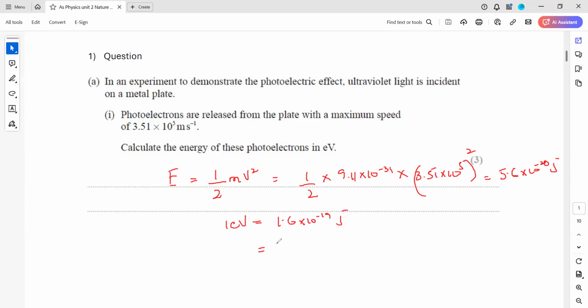So if we want to convert 5.6 × 10^-20 joules into electron volts, call it x, we just have to cross multiply. So this is 5.6 × 10^-20 divided by 1.6 × 10^-19. When we divide, we get 0.35, and the unit will be electron volts. So this will be the energy of the photoelectron in electron volts.